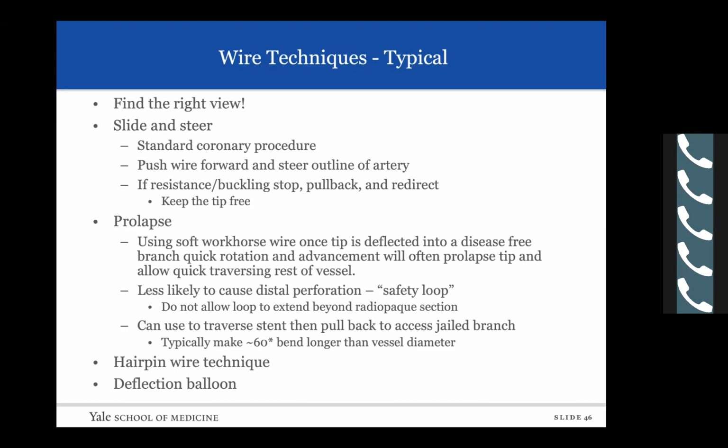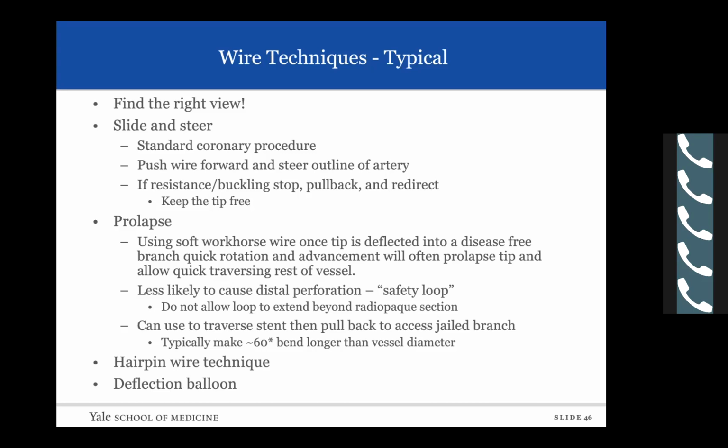One of the things that you can do is to use this prolapse to your advantage in traversing stents that you've just placed. You typically would take a wire with a 60 degree bend longer than the diameter of the vessel. You put that in the vessel, it will prolapse, and then you pull it back to unprolapse it until you reach your desired location to advance across the stent.